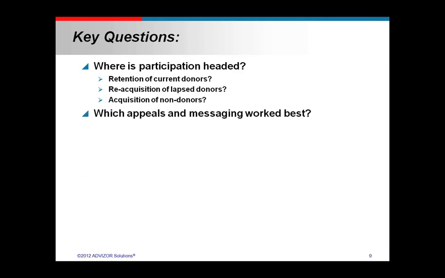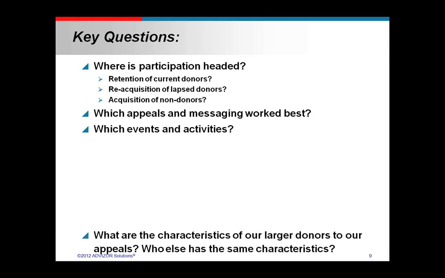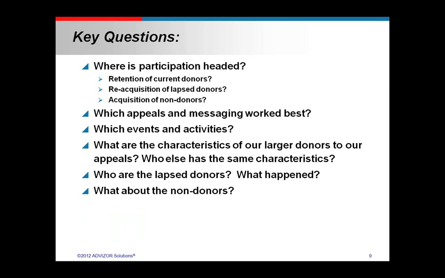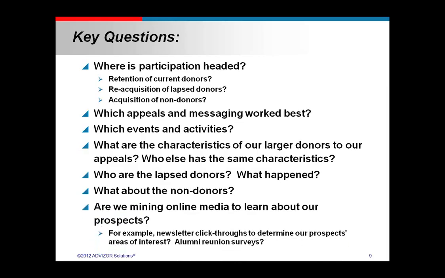Other questions: which appeals and messaging work best? Data can tell you that. Which events and activities? What are the characteristics of our larger donors who replied to our appeals? Who else has the same characteristics? So you can mine the data and figure out, were these people science majors? Are they young alums? Had they been involved in other alumni activities? And use those characteristics to then target going forward. Who are the lapsed donors? What happened? Why are they different than those that didn't lapse?